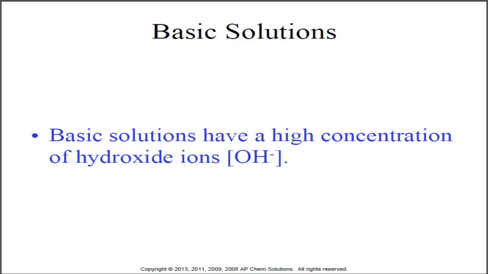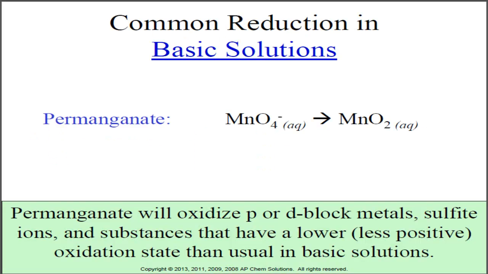In this video we're going to look at reduction reactions in a base. Remember that basic solutions have high concentration of hydroxide ions. So the one that you're going to have to memorize here is reduction of permanganate. Permanganate is going to oxidize p or d block metals, sulfite ions, and substances that have a lower or less positive oxidation state than usual in basic solutions.